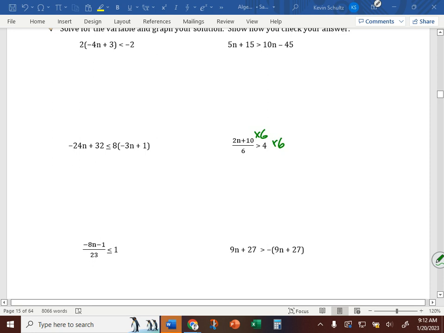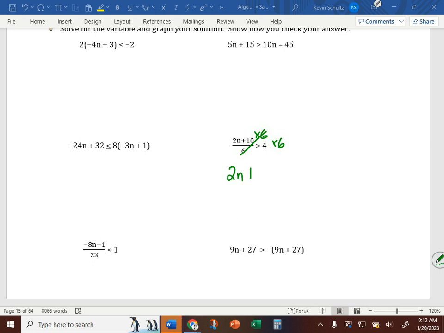Okay? Multiply by 6 to undo that fraction, and you're left with 2n plus 10 is greater than 24. Okay, there's your hint. Nick, did you get that hint? Yeah, I did. Okay. Multiply by 6 to start there. Same thing here. Similar. Get rid of that fraction first. And here we've got some distribution. Variable on both sides as well. And then word problems to end it.